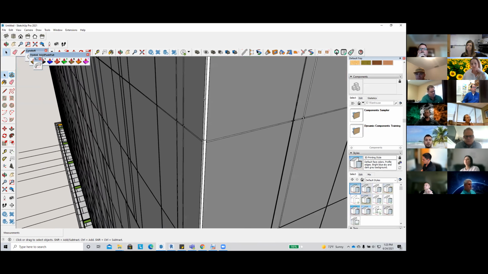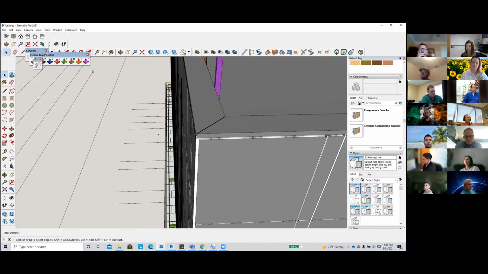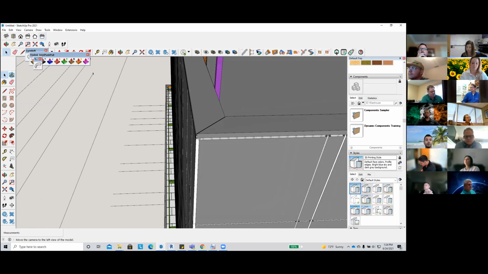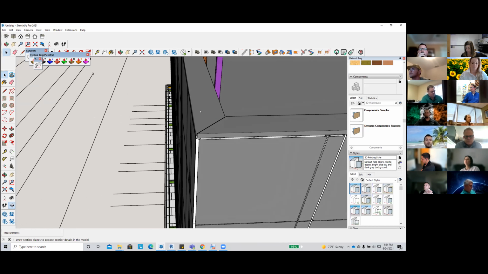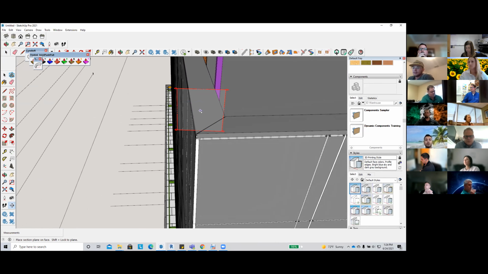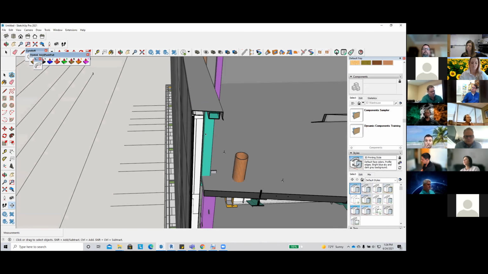Oops, sorry, let me just do a section. Zoom sucks, it makes everything slower.